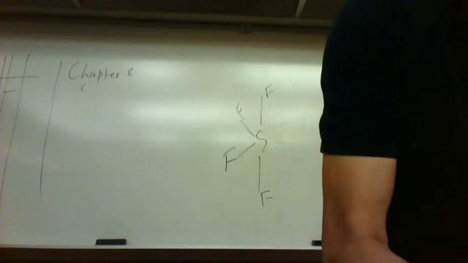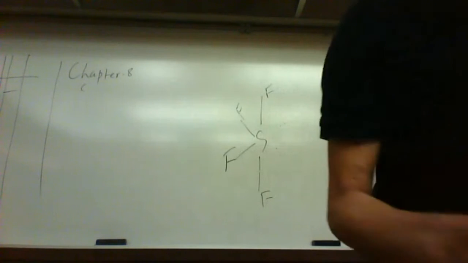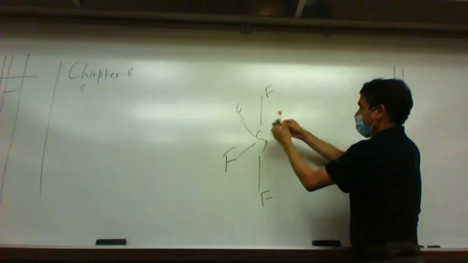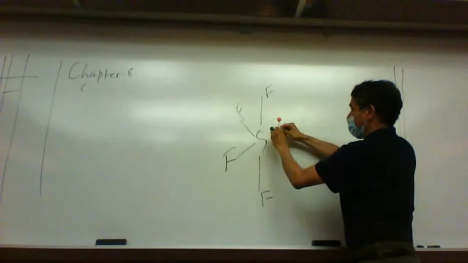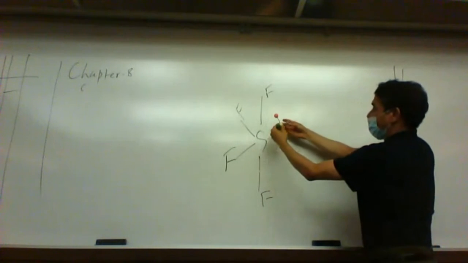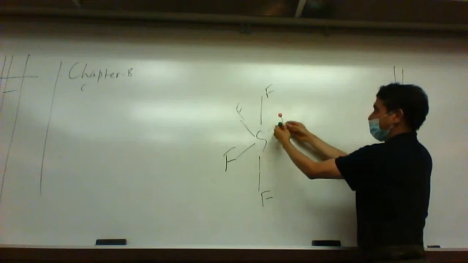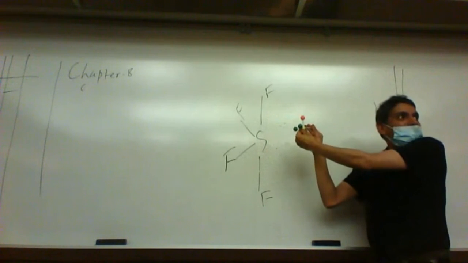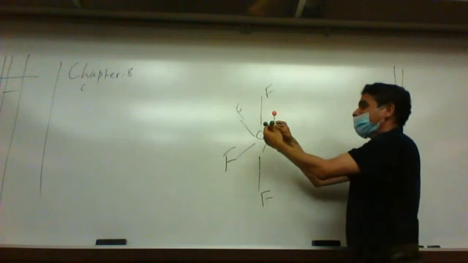So let's put in the electron domain. So like this. So you see here, this is the electron domain here. This is an electron domain here. So I don't have fluorine here, but I have some electrons. I don't have fluorine here. I have electrons here. Right? Make sense?